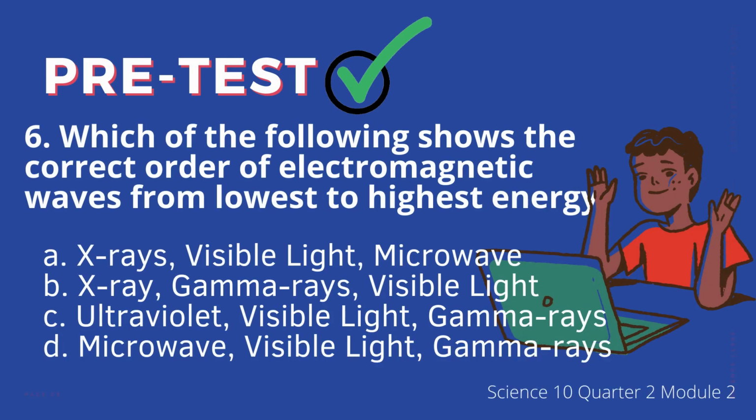6. Which of the following shows the correct order of electromagnetic waves from lowest to highest energy? A. X-rays, visible light, microwave. B. X-ray, gamma rays, visible light. C. Ultraviolet, visible light, gamma rays. And D. Microwave, visible light, gamma rays.